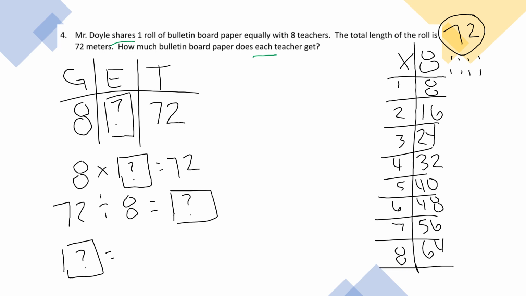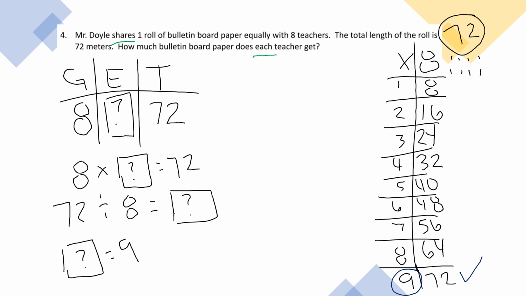I have to keep going. 9 times 8, say 64, then I use my counters. 65, 66, 67, 68, 69, 70, 71, 72. So I finally reached my goal, which means that the number next to my goal is my answer. So that means that 72 divided by 8 is 9.